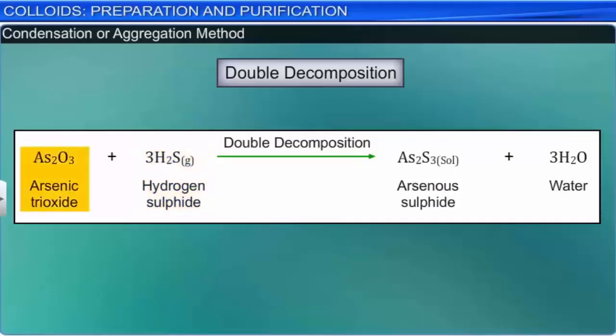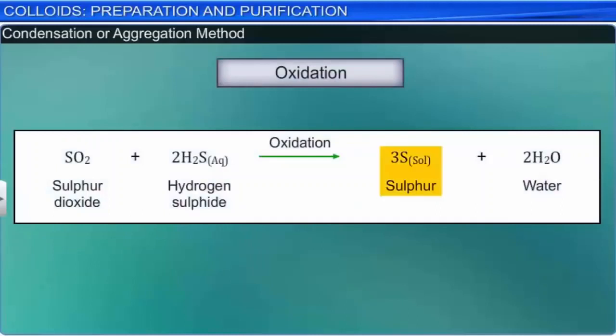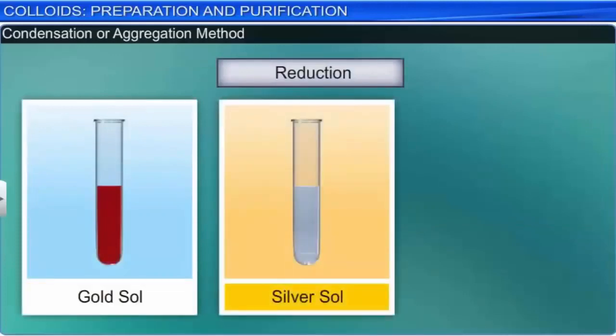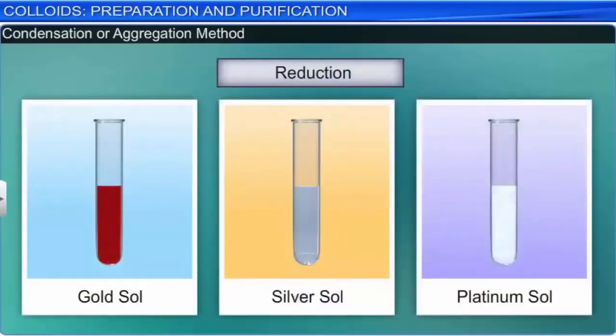A colloidal solution of sulfur can be prepared by oxidizing an aqueous solution of hydrogen sulfide with an oxidizing agent like sulfur dioxide. Salts of gold, silver, and platinum can be obtained by the reduction of dilute solutions of their salts with a suitable reducing agent. For example, gold salt can be obtained by reducing a dilute aqueous solution of its salt with formaldehyde.